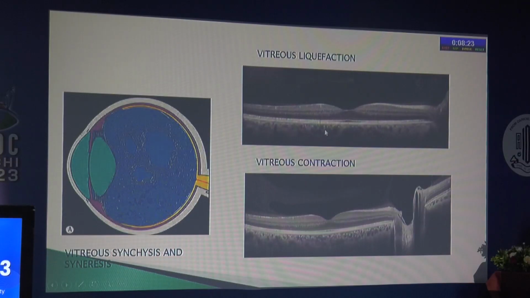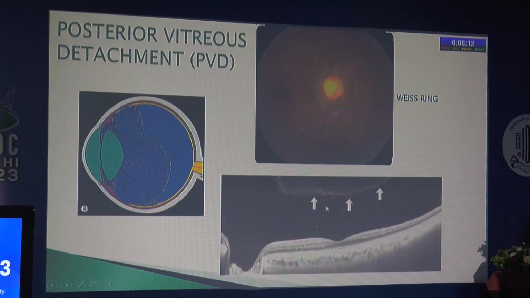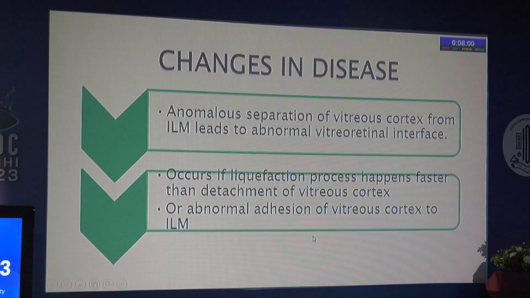But this is the example of vitreous liquefaction, which you can see here also. This is sometimes called premacular bursa, the clear space. And this is complete PVD. You can see it clinically as a Weiss ring, and on OCT you can clearly see the vitreous is separated from the optic disc as well as the macular area.